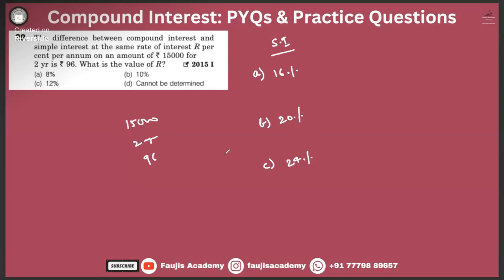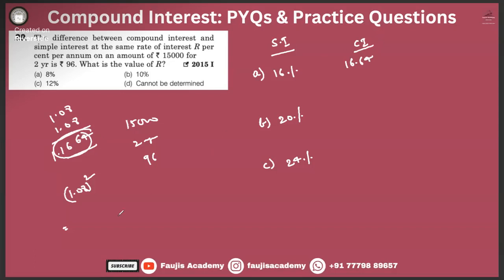And how much would have been the compound interest? 1.08 whole square. How much is this value? 1.08 times 1.08 is 1.1664. So if you just take out the 1, it is 16.64% as per CI.